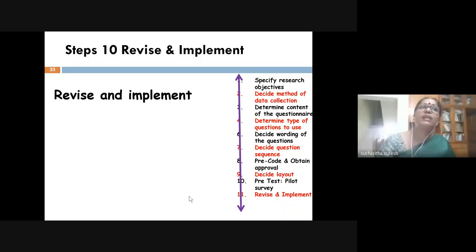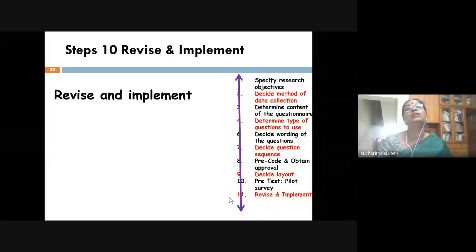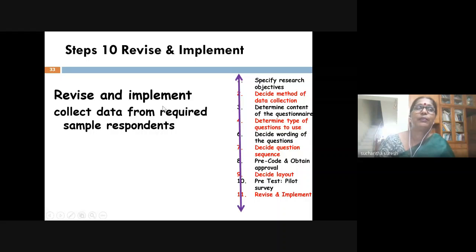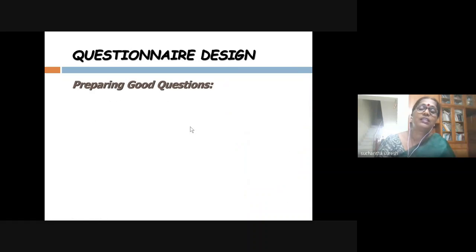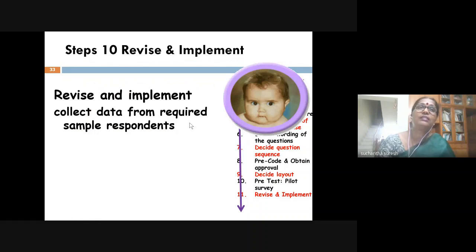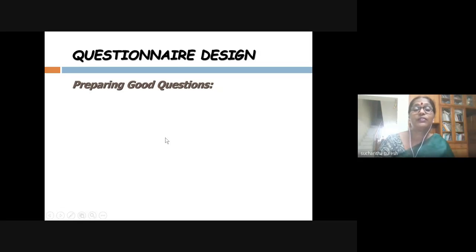Okay. So revise everything and implement. Now you have to implement the questionnaire. Implement the questionnaire means what? Your questionnaire is ready to collect the data. All right. Now collecting the data, we call it the main study. So you are going to the field to collect the data. All right. That is the way the questionnaire is to be done. Hope it is okay for you.